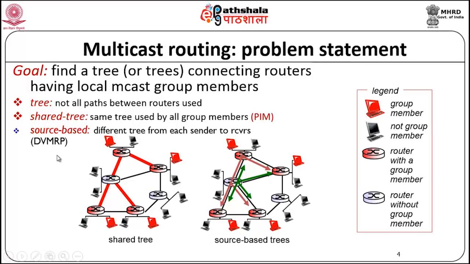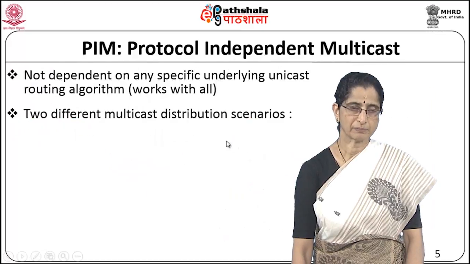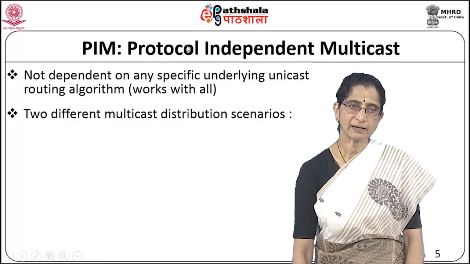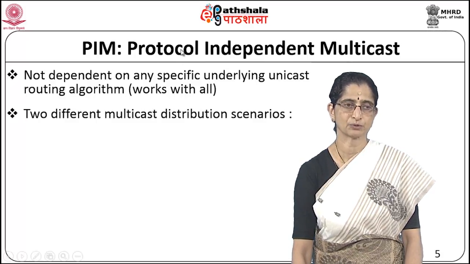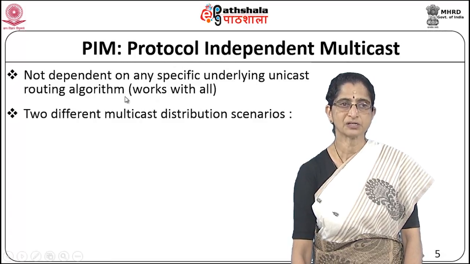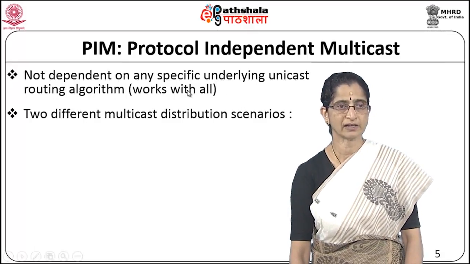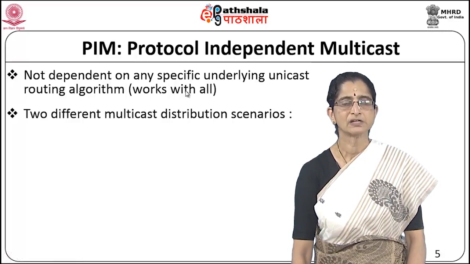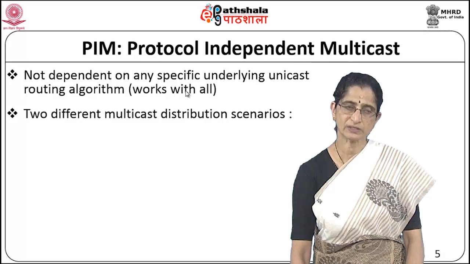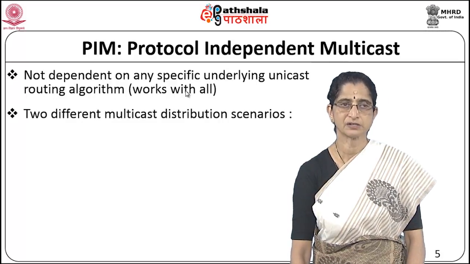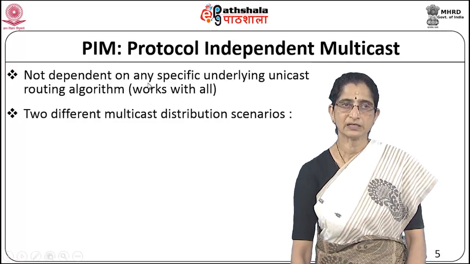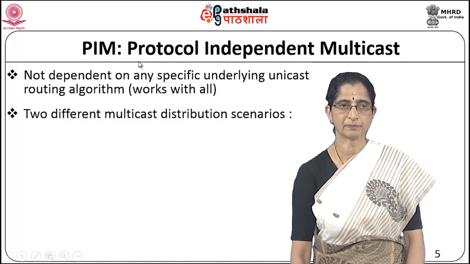We had already looked at a source based tree protocol, which is DVMRP. What we will be looking at now is a shared tree protocol, which is the PIM protocol. When you look at PIM or protocol independent multicasting, the name itself says what is expected of this protocol. The term protocol independent essentially means that it is not dependent on any specific underlying unicast routing algorithm. It works with all underlying unicast routing algorithms. This is unlike DVMRP. DVMRP on the other hand works only with RIP, the distance vector based unicast routing algorithm.